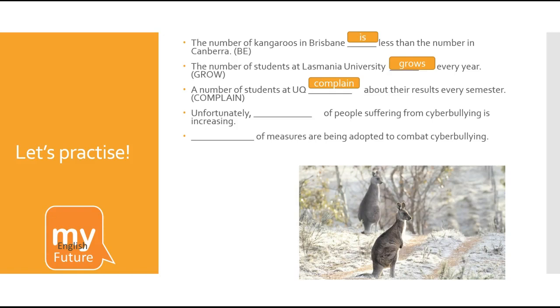Now let's find the verb. The verb is over here, is. So what's the rule? With is, singular, the number. The last one, are being adopted, so this must be plural. A number of measures are being adopted to combat cyberbullying. So that's using the word number.